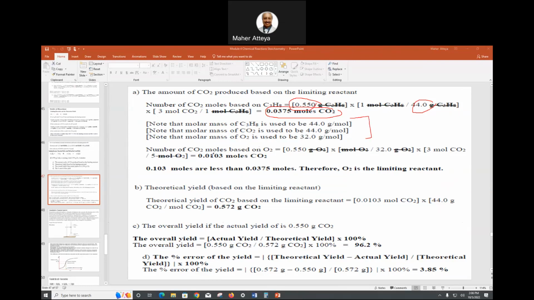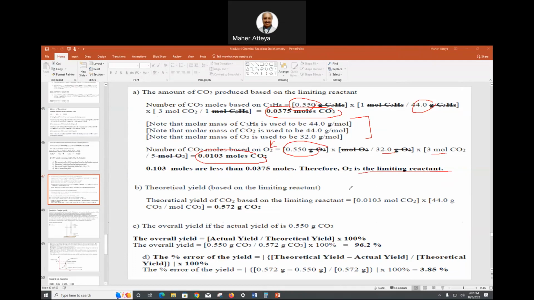Then you go here for the number of CO2 moles based on oxygen. Oxygen is this many grams divided by its molar mass. You go to the molar ratio: you have 3 moles of CO2 to 5 moles of oxygen. So now you tell me which is the limiting reactant, which is the smallest one, 0.01 or 0.03? 0.01, correct? So oxygen gives the least number of moles of product, so oxygen is our limiting reactant.